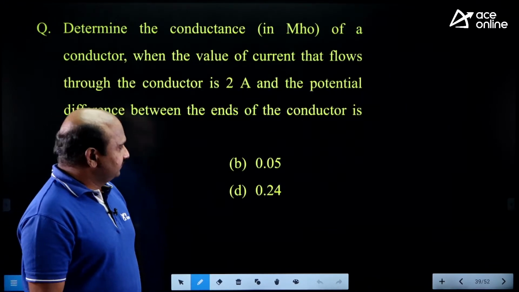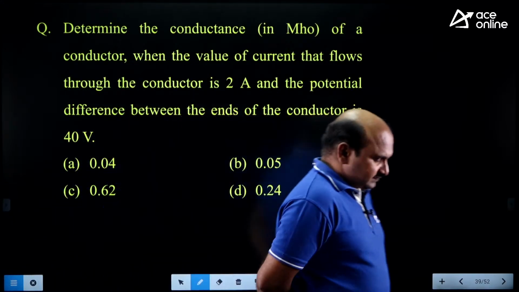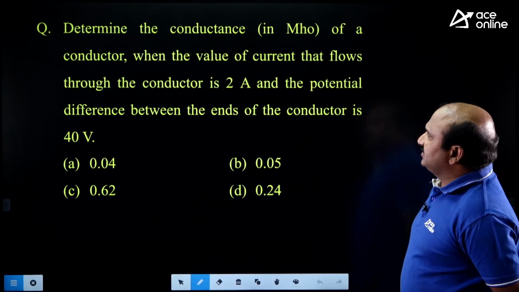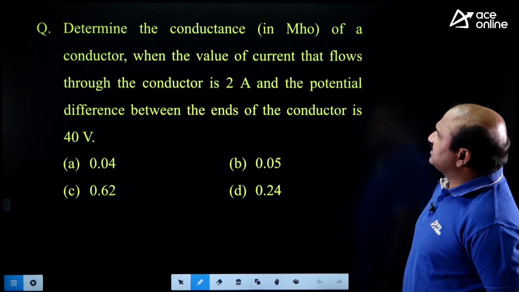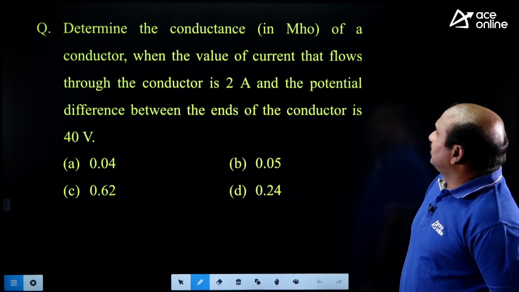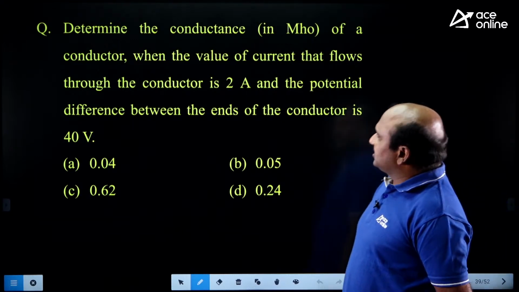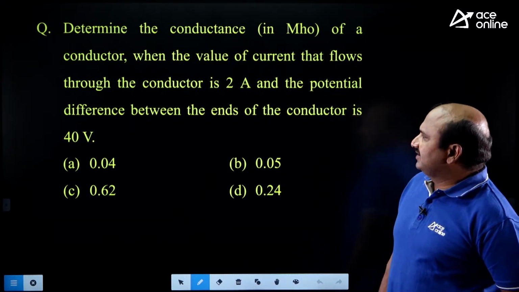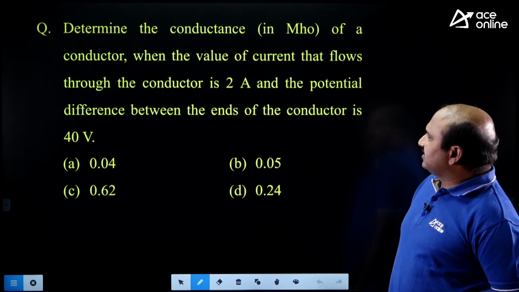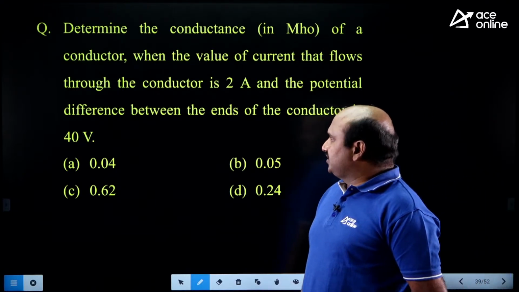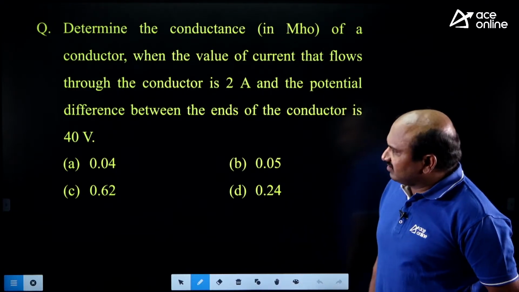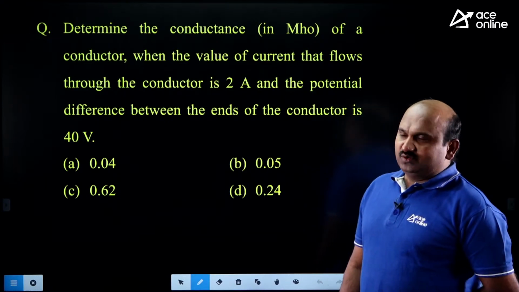See the next one. Now the question is, determine the conductance in mhos of a conductor when the value of current that flows through a conductor is 2 amperes and the potential difference between the ends of the conductor is 40 volts.